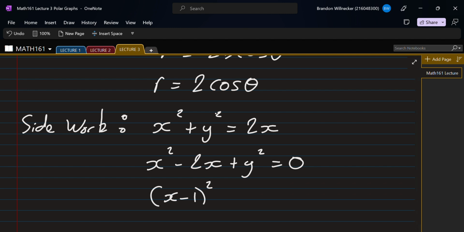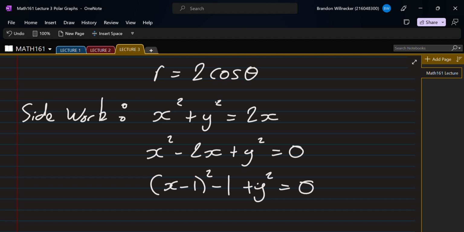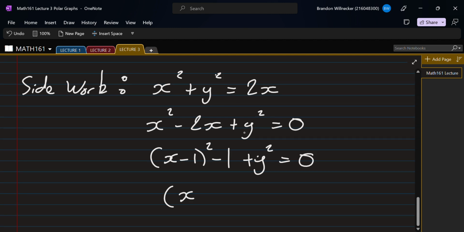If we expand that out, we're going to get x squared minus 2x plus 1, but we don't want the extra 1, so minus 1, plus y squared is equal to 0. So we end up with x minus 1 squared plus y squared is equal to 1 squared. Okay, and that's just a shifted circle. So it's a circle with radius 1, shifted to the right, which is exactly what we drew yesterday.